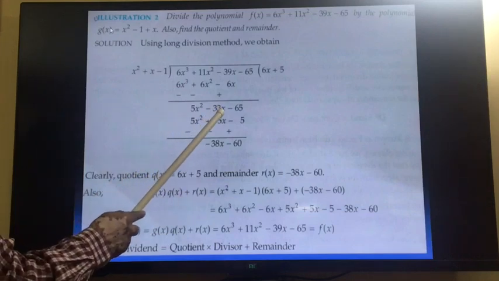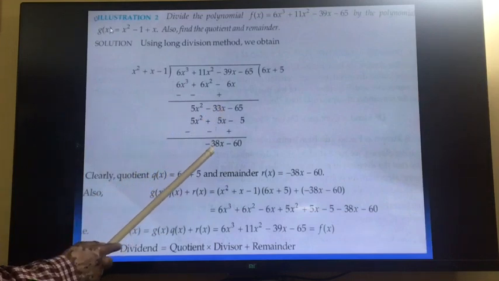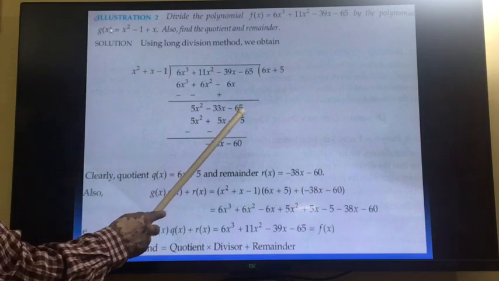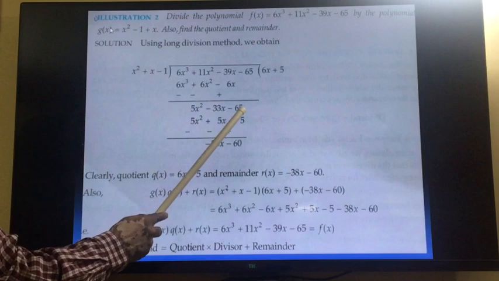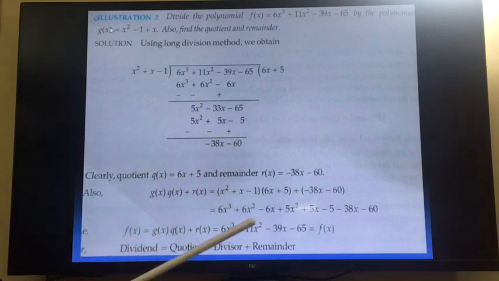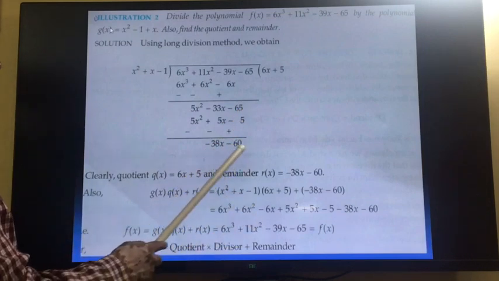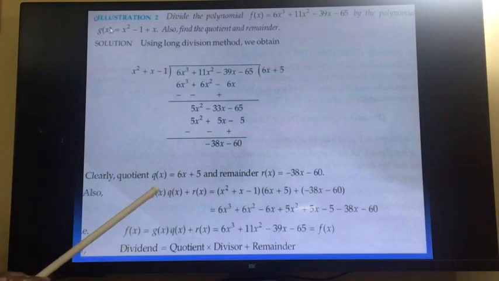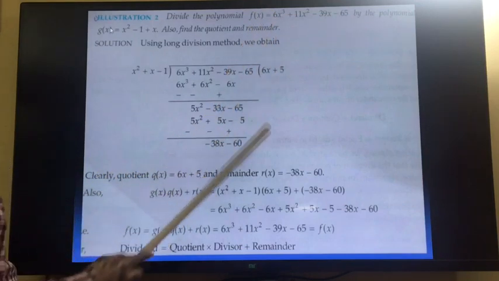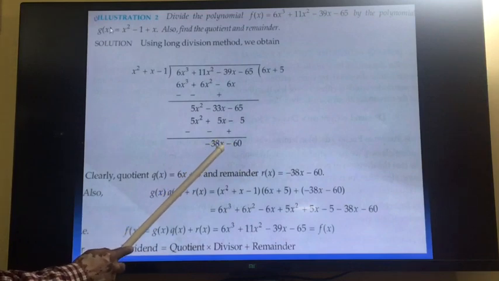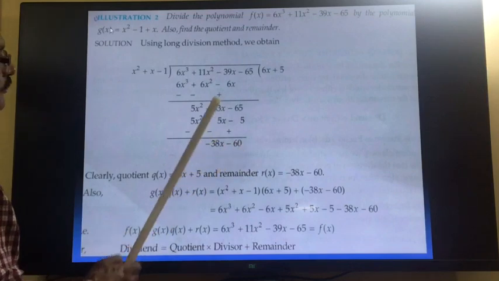Here minus 33x, and this is also minus 5x, so it will be minus 38x. Minus 65, and this minus will change to plus, so minus 65 plus 5 will become minus 60. So minus 38x minus 60 is the remainder in this case. So the quotient is 6x + 5 and the remainder is minus 38x minus 60.